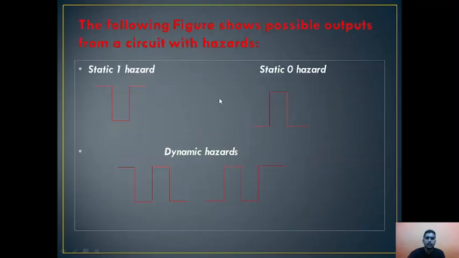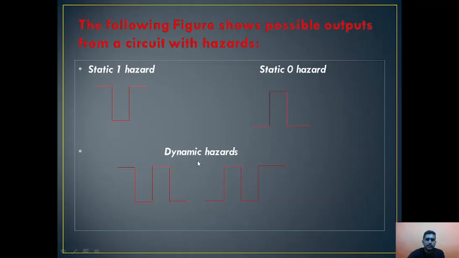The following figure shows possible output from a circuit with hazards. The first figure shows the static 1 hazard. Here we want the output to remain as 1, but for some time delay there will be output as 0. This is called static 1 hazard. Similarly, static 0 hazard: we need the output to remain as 0, but for some small interval of time the output will be 1.